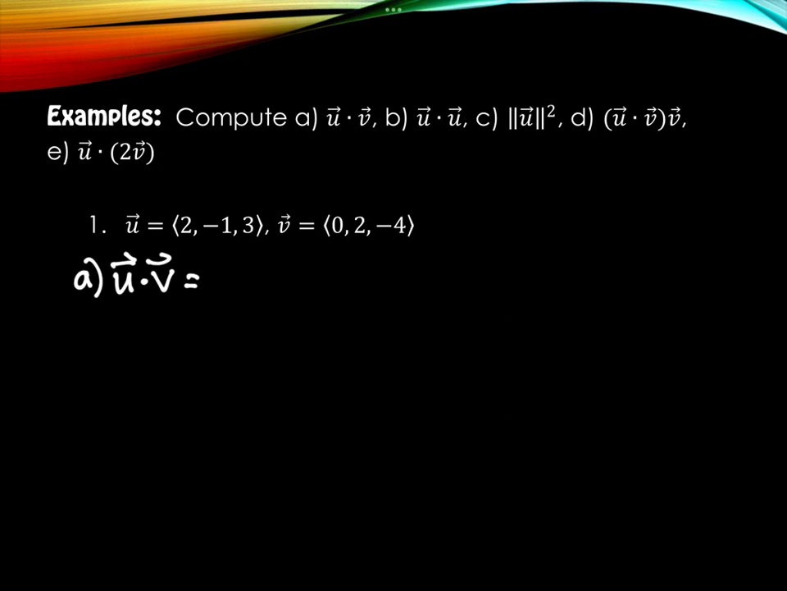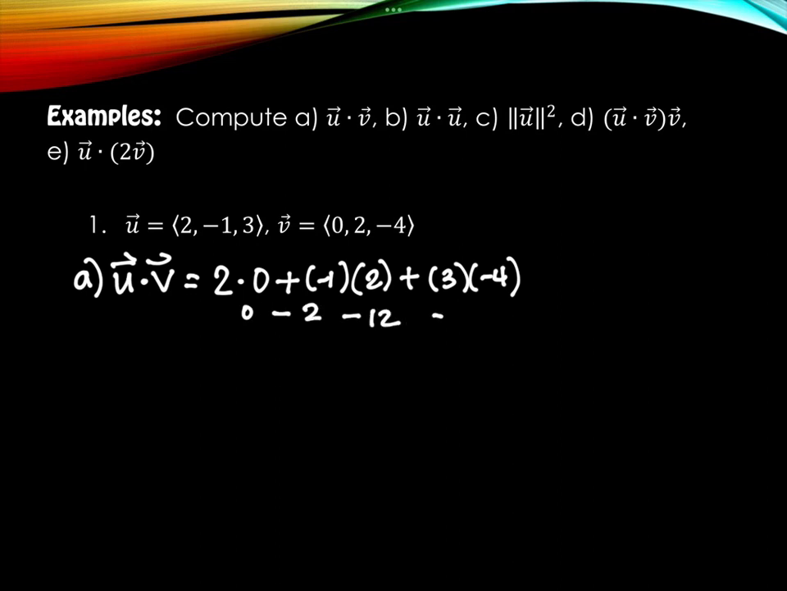So feel free to not write everything down. But just in case you look back and you don't remember what she did on that, I want to have it written down in my notes, okay? So we're going to multiply them component-wise. So this is the first component of u times the first component of v, plus the second component of u times the second component of v, plus the third component of u times the third component of v. We're going to multiply, we're going to add. Let's see, we have 0 minus 2 minus 12, which gives me negative 14. Okay, is that good?